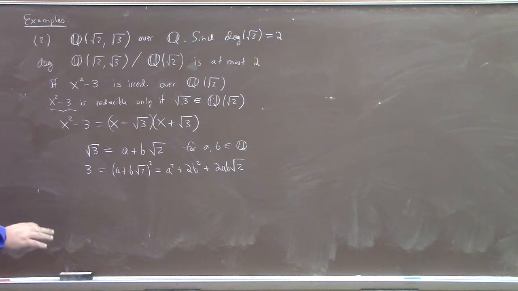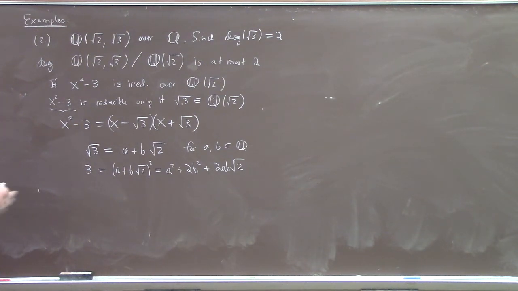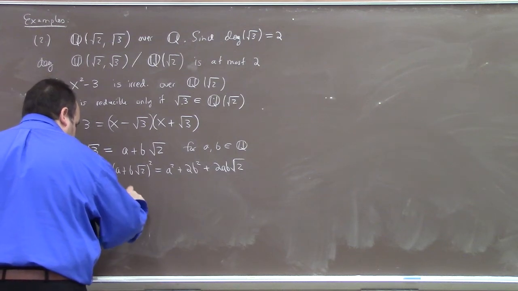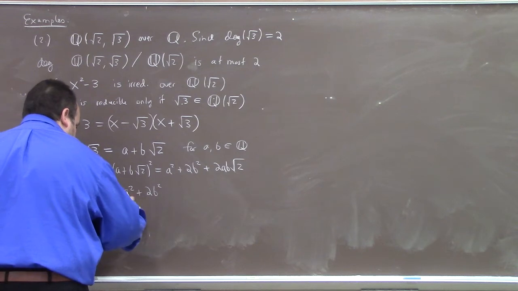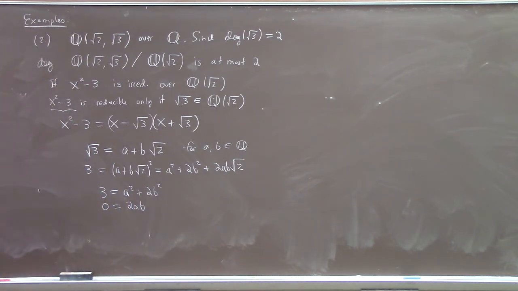Now we know that 1 and root 2 are linearly independent because those are the basis for the Q adjoin root 2 extension, right? So we get that 3 has to be equal to a squared plus 2b squared, and 0 has to be equal to 2ab from this equation. Can we solve that?